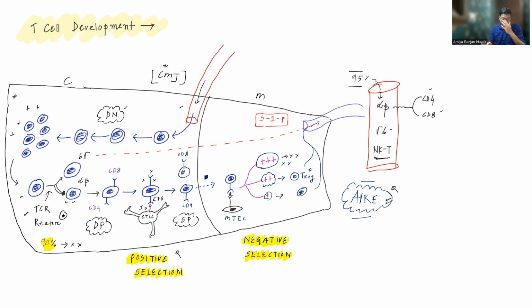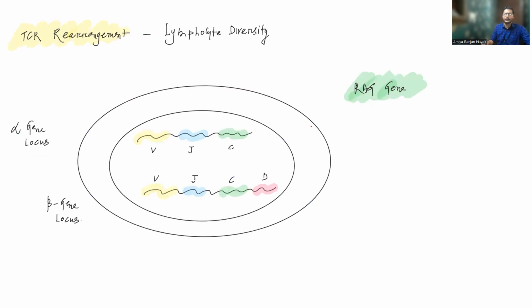Now I'll tell you a little bit more about T cell rearrangement and how these things happen. First of all, what is the purpose of T cell receptor rearrangement? As I have told you, this rearrangement is required because we want to produce different types of T cell receptors. If you see, this is a T cell receptor. We want to produce different types and different shapes of T cell receptors.